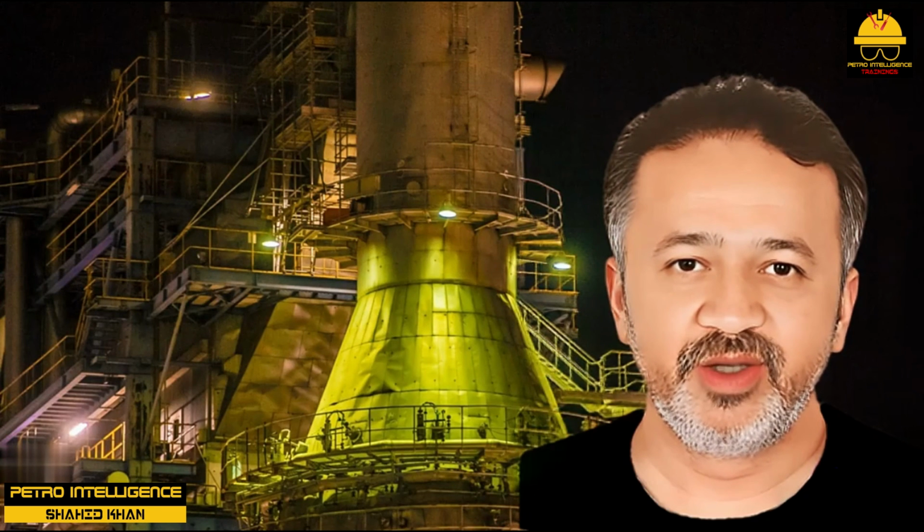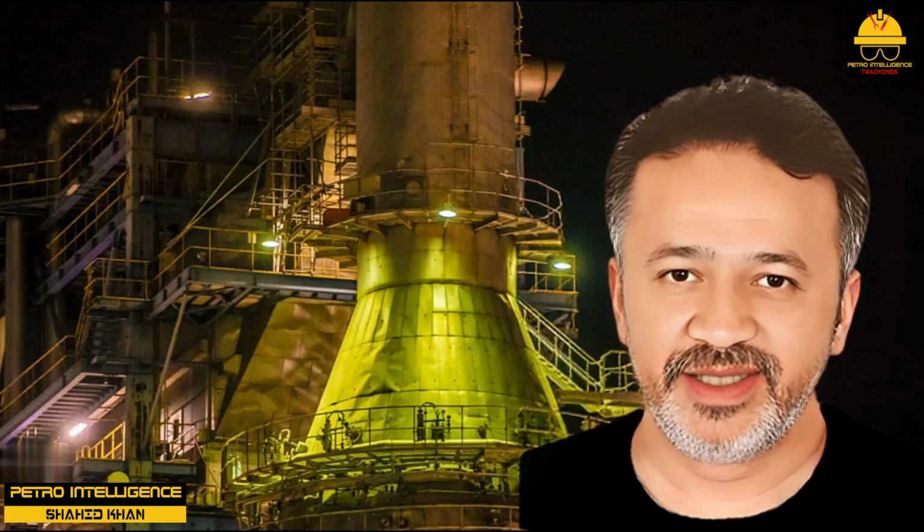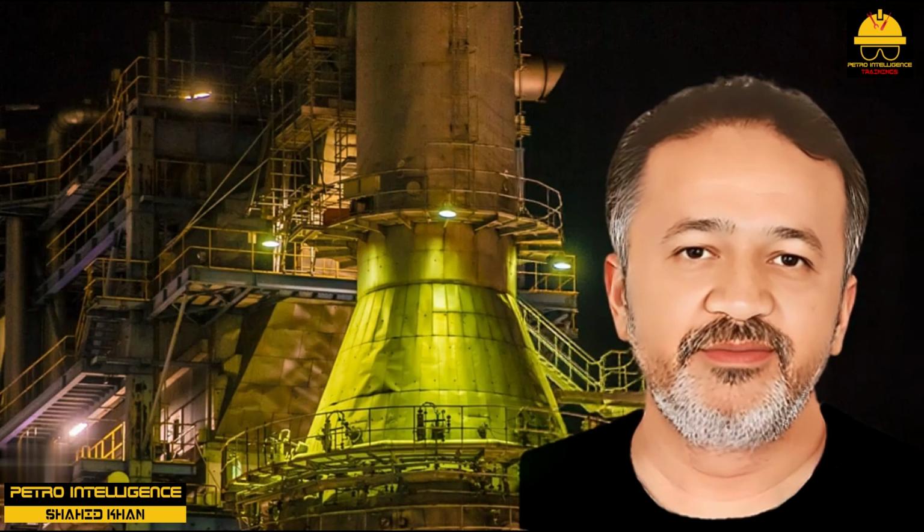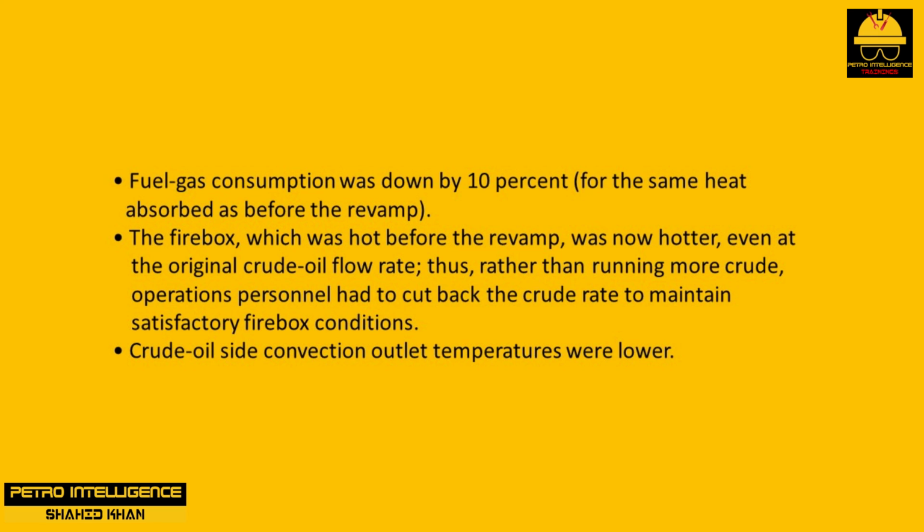When the heater with its new air preheater came back online, the following changes were noted. Fuel gas consumption was down by 10% for the same heat absorbed as before the revamp. The firebox, which was hot before the revamp, was now hotter, even at the original crude oil flow rate. Thus, rather than running more crude, operations personnel had to cut back the crude rate to maintain satisfactory firebox conditions. Crude oil side convection outlet temperatures were lower.